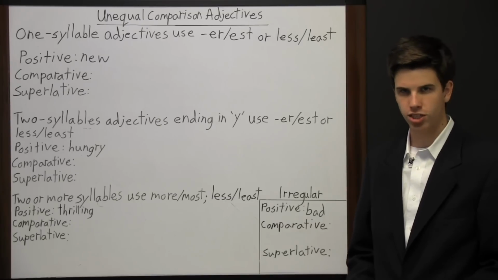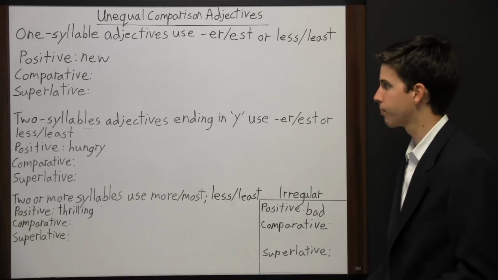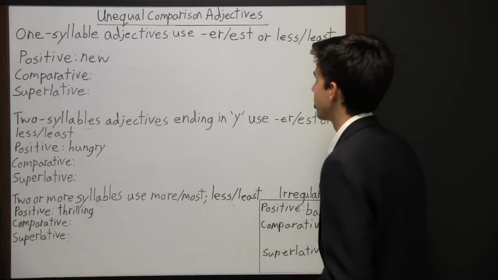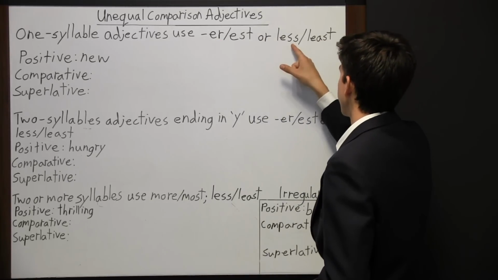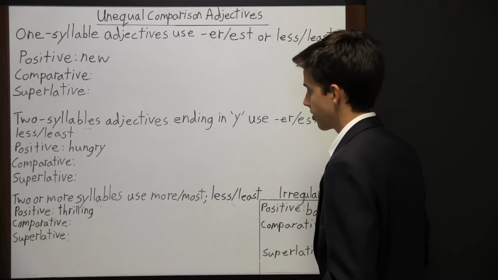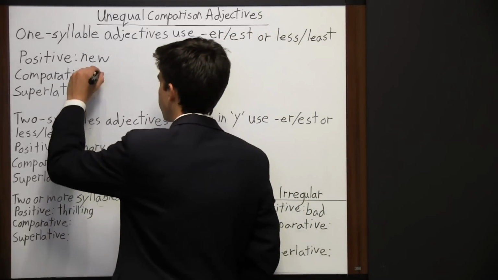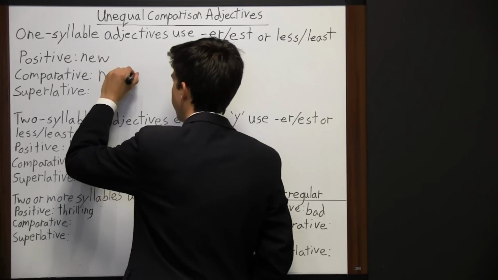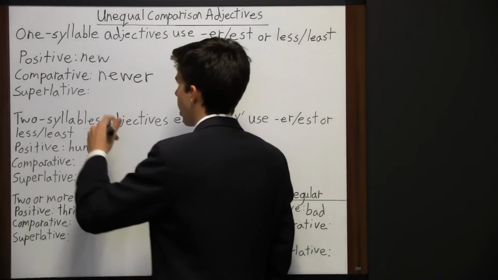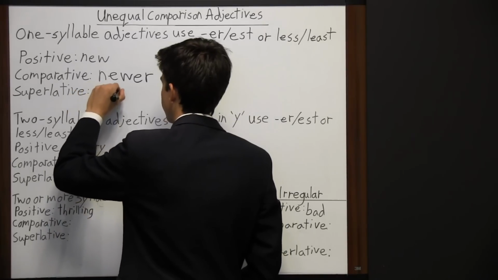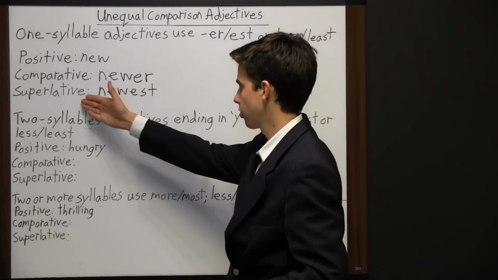Adjectives can be used to compare people, places, or things different in degree. So if you have a one-syllable adjective, you use the suffix er or est, or the words in front of it less or least. So say we have the word new, and then we want to make the comparative form of new. We add the suffix er to make it newer. And if we're trying to compare it with three or more objects, then we would put est as the suffix to make it newest. So that's the superlative form.